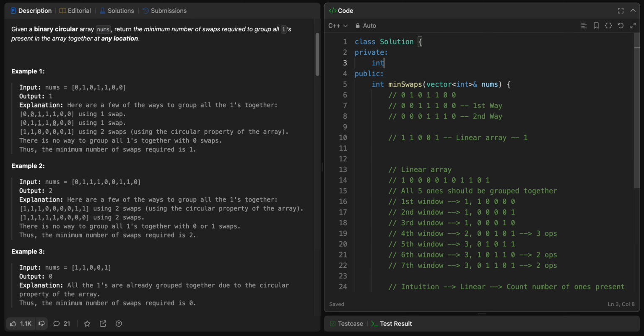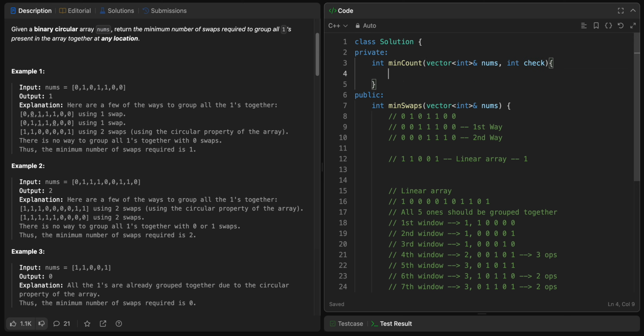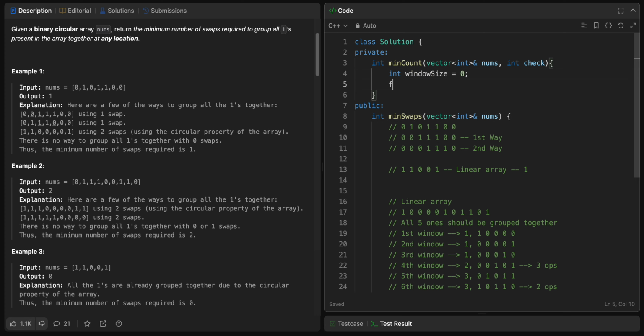Let me start coding for it. I'll call it minimum count, taking nums and I'll call it checker. My window size currently would be 0. For finding the window size, I'll iterate through the complete nums array, and my window size should be equal to checker.